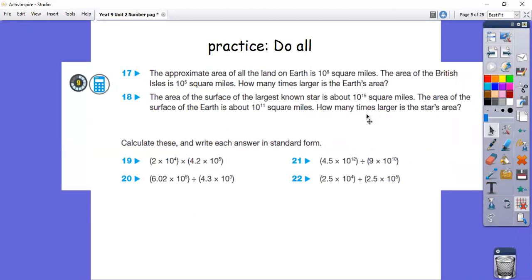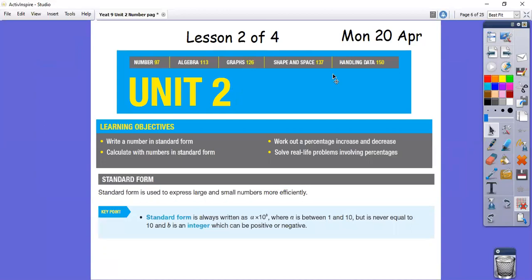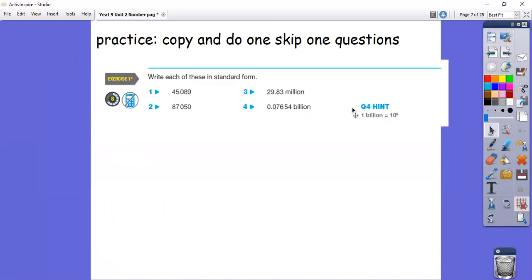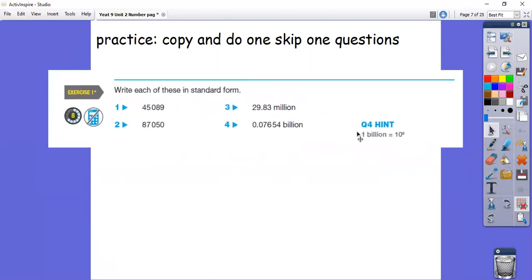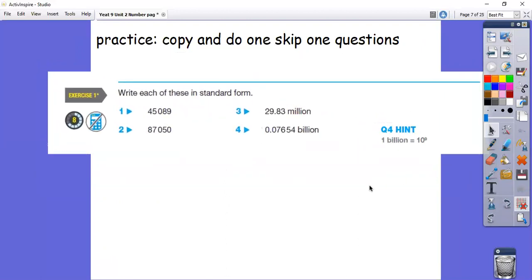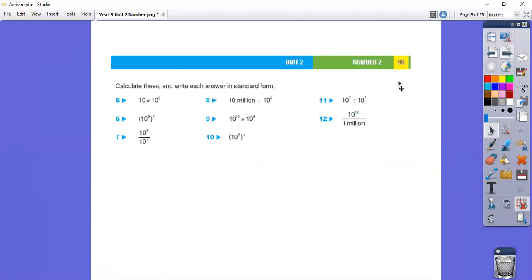So these are the questions, again, from the book. And then we'll move on to lesson 2, which continues standard form on Monday. Again, these are the kind of questions we'll be looking at, but like I said, I will do the PowerPoint on this. So you don't necessarily need to do these questions if you're attending the Zoom sessions.